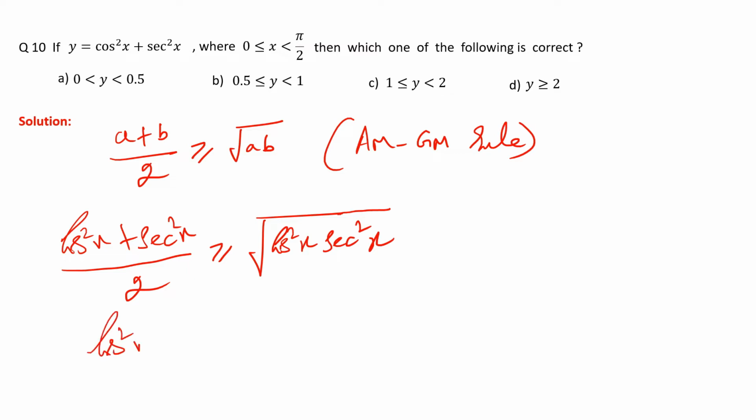So from here we get cos square x plus secant square x greater than or equal to 2, which implies that y is greater than or equal to 2. So that means D option is the correct one. Now students, we move to the next problem.